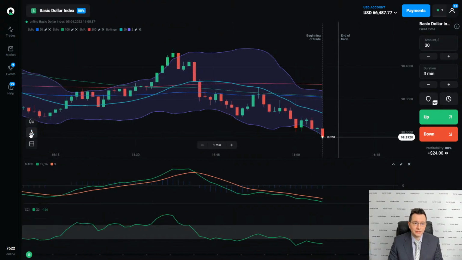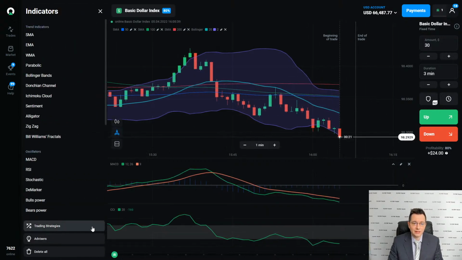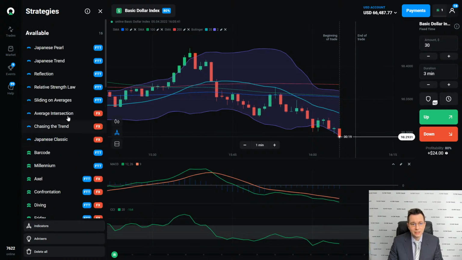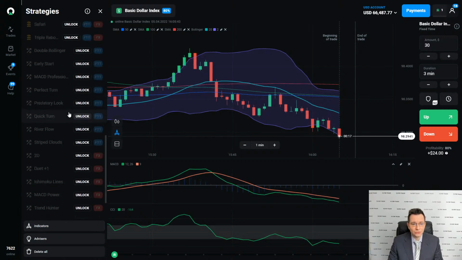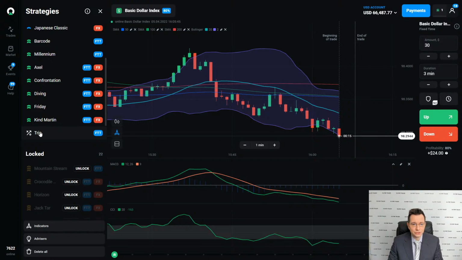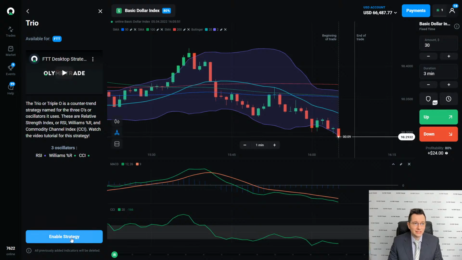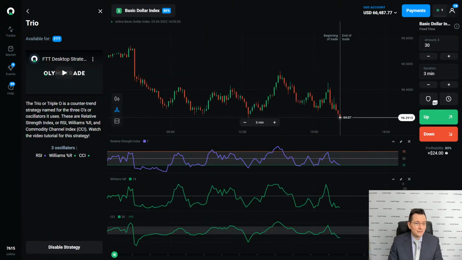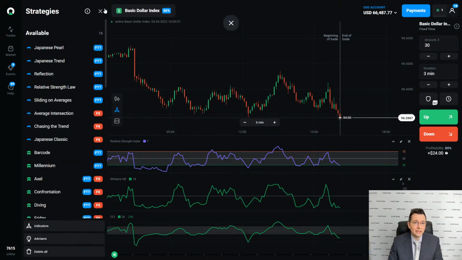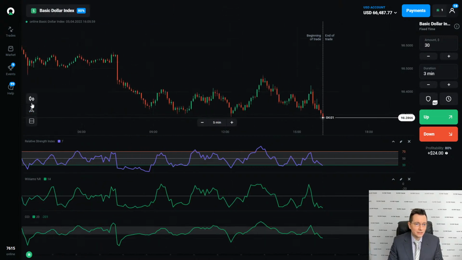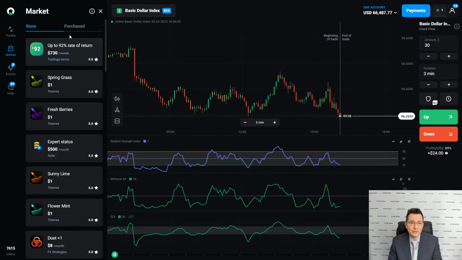Right here under the indicators button, we have down here a new tab called trading strategies. Go ahead and click that and look for the trio strategy right here on FTT. Trio strategy is set, and all you have to do is click enable. Now, you can find this trade strategy right here in the market tab, and that's definitely where I recommend going to get it.